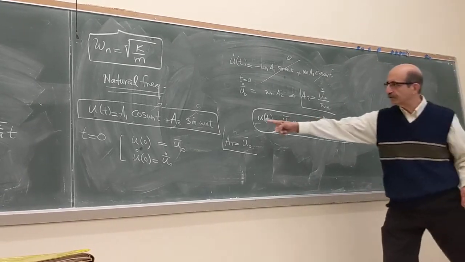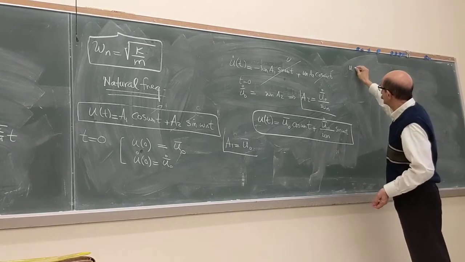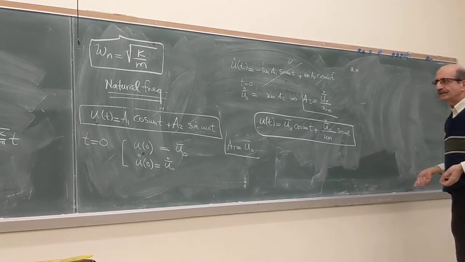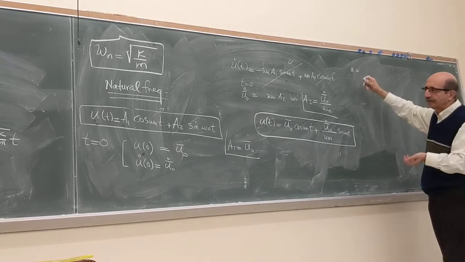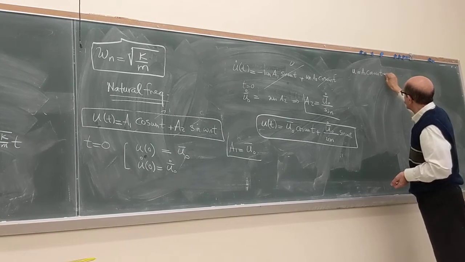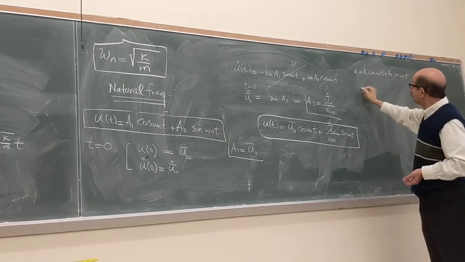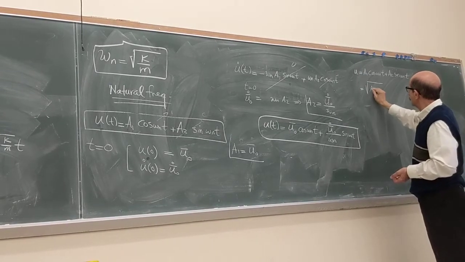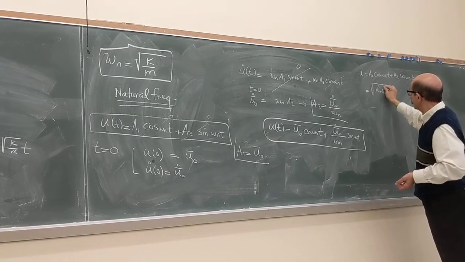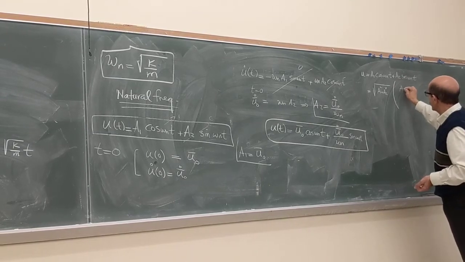How do I do that? Let me start from here. I have u, and I drop the t just to make it easier, but you know u is a function of time. So if this is A1 cosine omega n t plus A2 sine omega n t, I can simply multiply this by a quantity like this, and divide it by that.